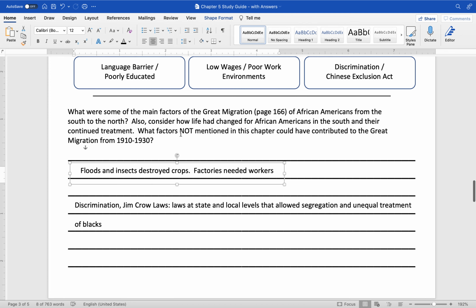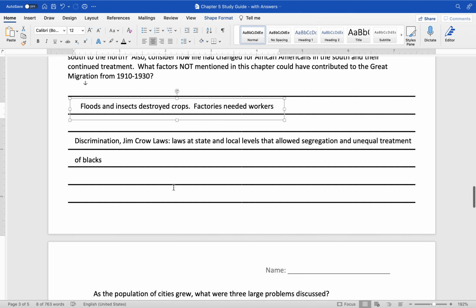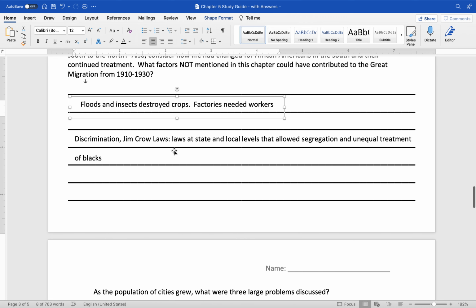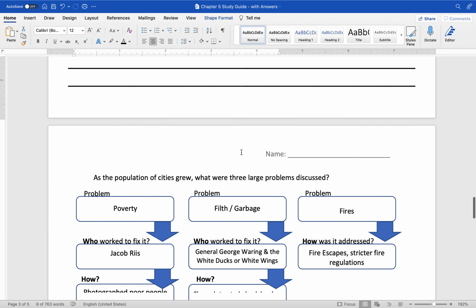And it says, what other factors not mentioned in this chapter? That wasn't mentioned in the chapter as far as the slavery goes. The floods and insects were, and the factories. Next thing, discrimination, Jim Crow laws at state level, local levels. They allowed people, so that'd be like if Nebraska passed a law or if Madison County passed a law, that's the equivalent, just allowing unfair treatment.